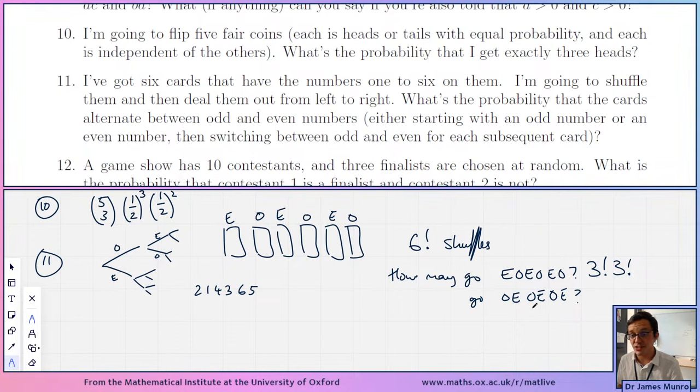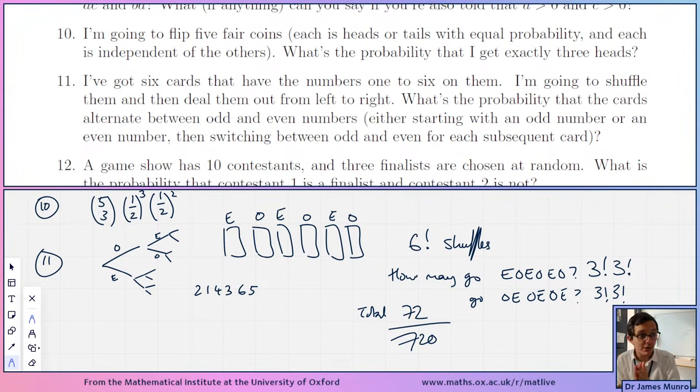And there are also 36 arrangements that do something pretty similar but absolutely different, where they go odd, even, odd, even, odd, even. 6 ways because I can shuffle around my even cards, and 6 ways to shuffle around my odd cards, multiply those together. So 3 factorial over there as well. Okay, that's 36, that's 72 total. So my total is 72 out of the 720 shuffles total, which is 1 in 10. I wanted to go through that rather than doing the probability tree.